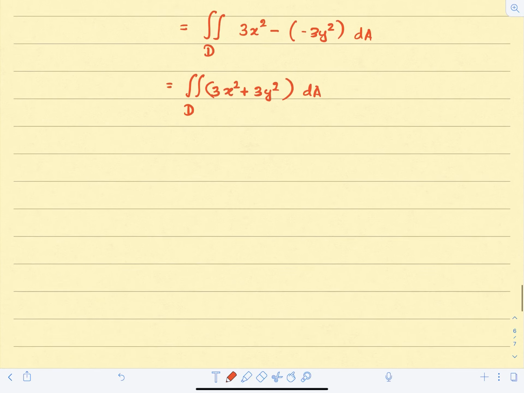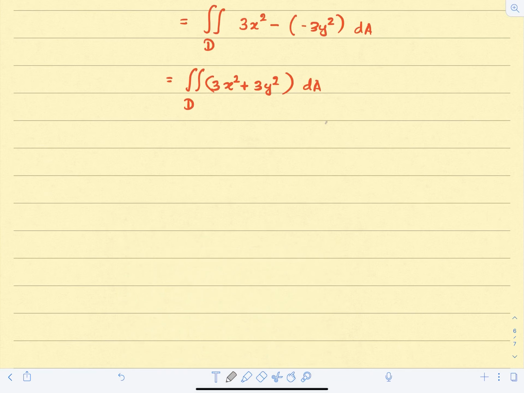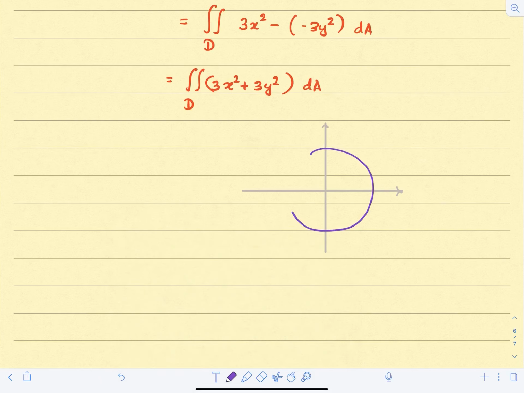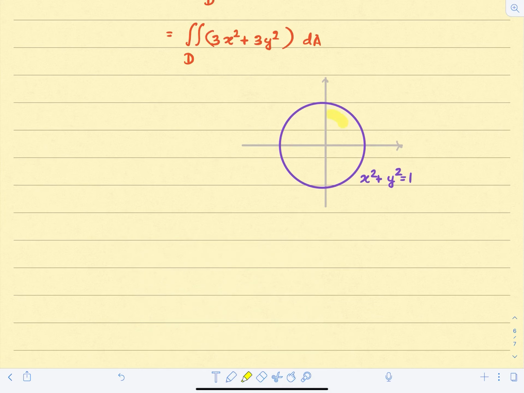Now if you simplify the integrand, you will get 3x squared plus 3y squared dA. Now what is your domain D? Domain D is the region that lies inside the unit circle. So we have a unit circle. It is a circle with radius 1. So let's say this is x squared plus y squared equals 1. Okay, your region D is this part.